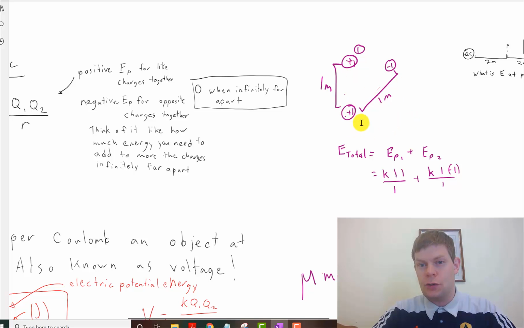You could change this arrangement as long as the distances stay constant. It could be in a line, it could be anything else, and your potential energy will be just the same. So you just basically plug it in. In this case, I got plus 1 coulomb, plus 1 coulomb, minus 1 coulomb. So it would be K times plus 1 coulomb times plus 1 coulomb divided by 1 meter, plus K times plus 1 coulomb times minus 1 coulomb over 1 meter.